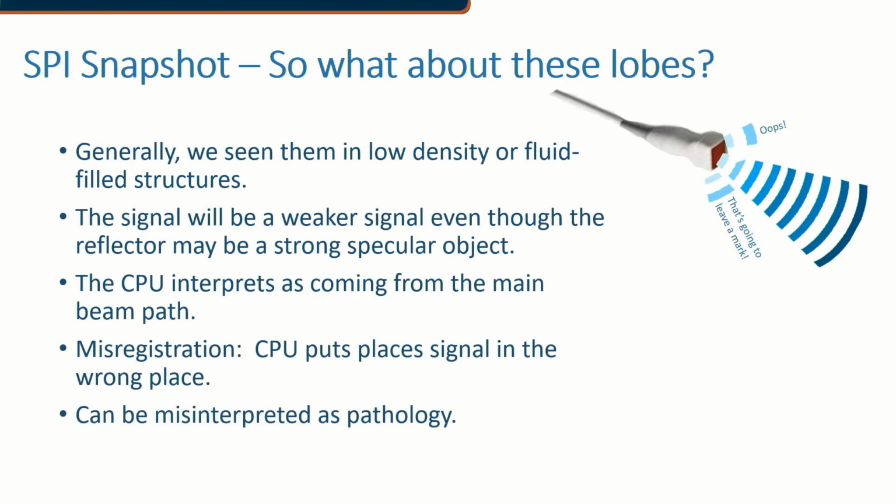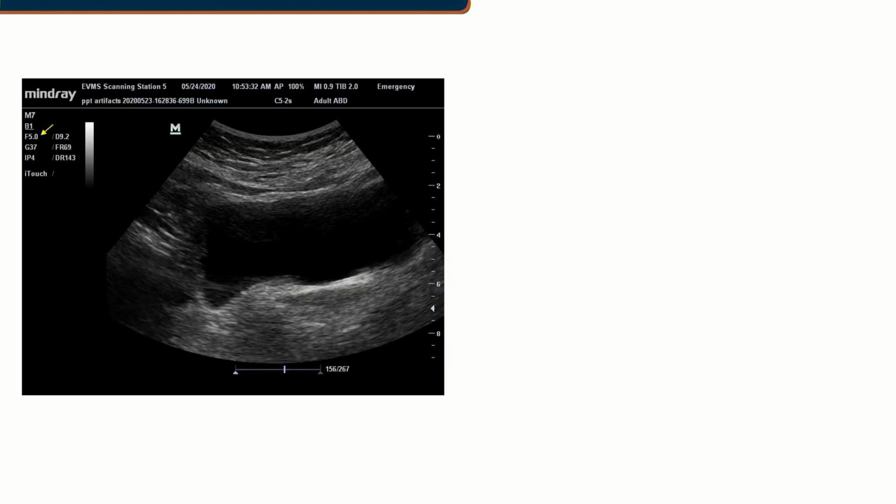Now let me show you what that looks like on an image. So if we look at this image of a bladder, this bladder is surrounded by stronger reflectors, and so that's why you have all of those grays. But right down here in this corner, you see these linear densities that are cutting across, and typically side lobes and grating lobes tend to be these linear densities that'll cut across.